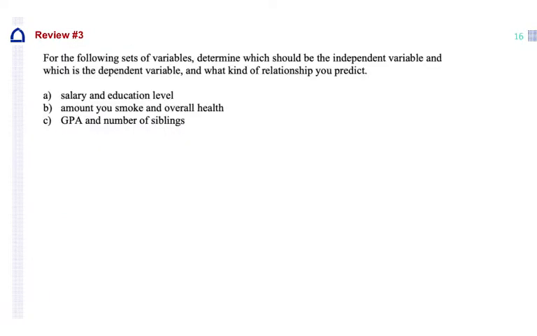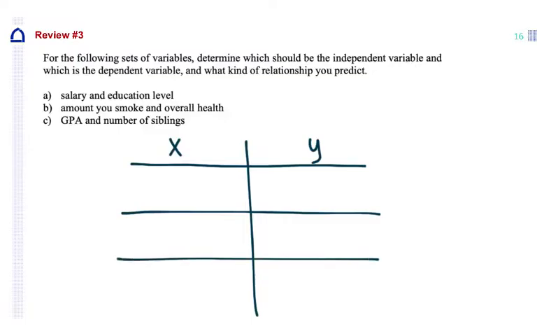Okay, let's look at this. This is more of the same. We are going to determine what's independent and what's dependent. So again, I'll kind of make a table. I think that's the easiest way to see it visually. Okay, we've got A, B, and C, and here it asks, predict the type of relationship. So let's look, salary and education level.